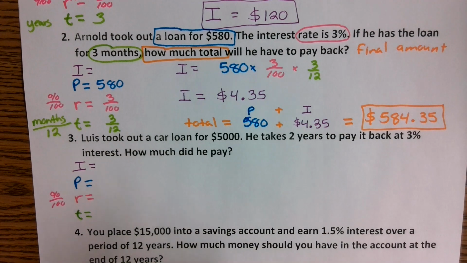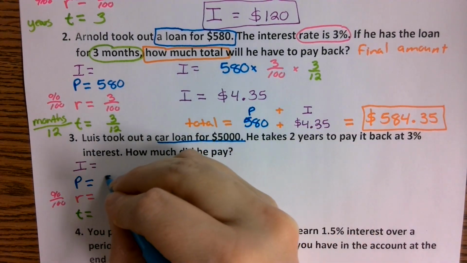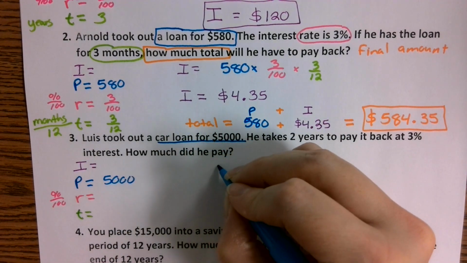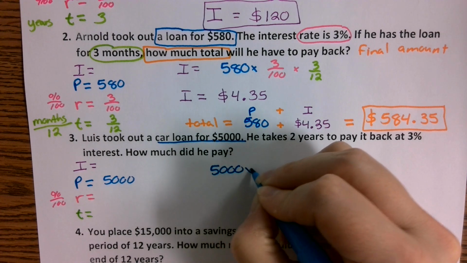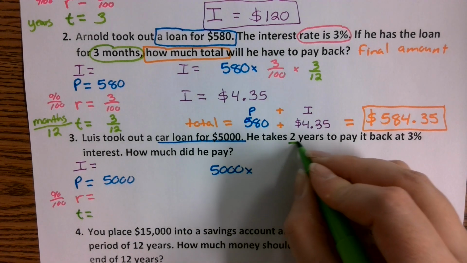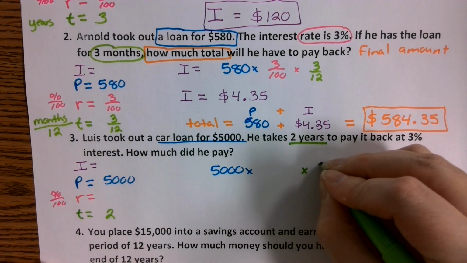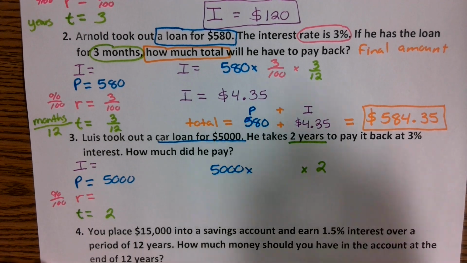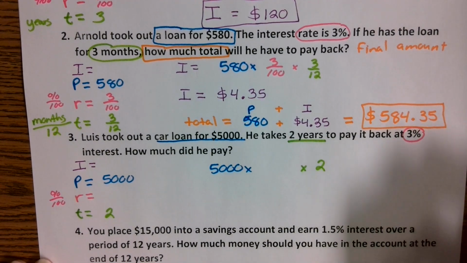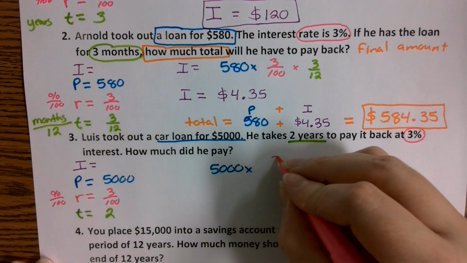Okay, problem number 3. Lewis took out a car loan for $5,000. Car loan right there, that's going to represent the principal. So we've got $5,000. He takes 2 years to pay it back. So 2 years, there's our time. And he's going to have a rate of 3%. So there's our rate, and we're going to put 3 over 100.